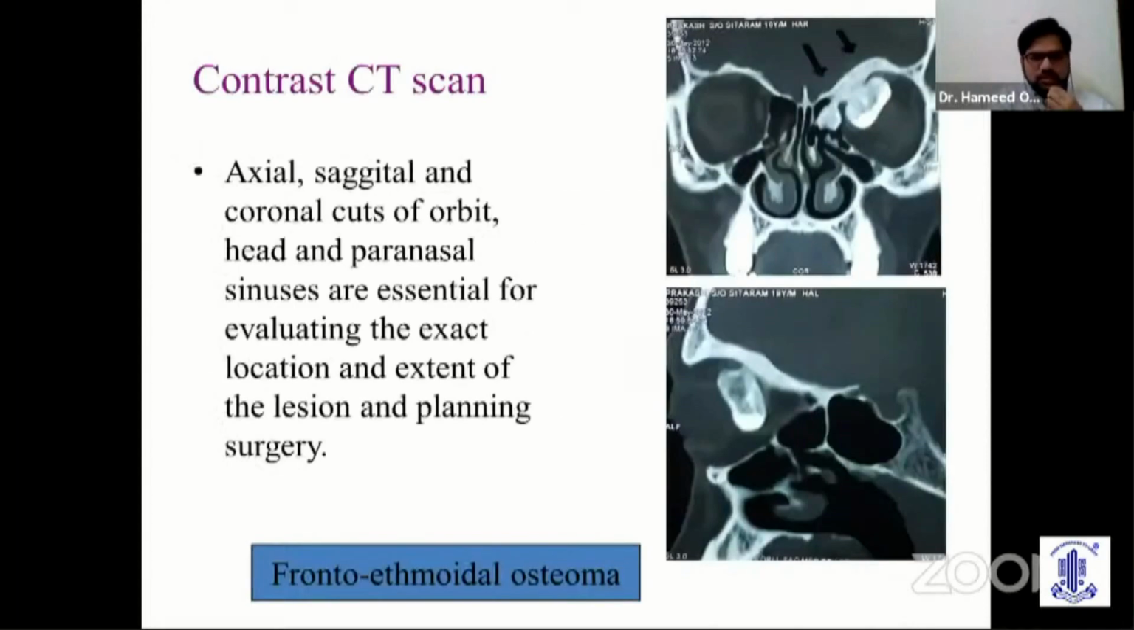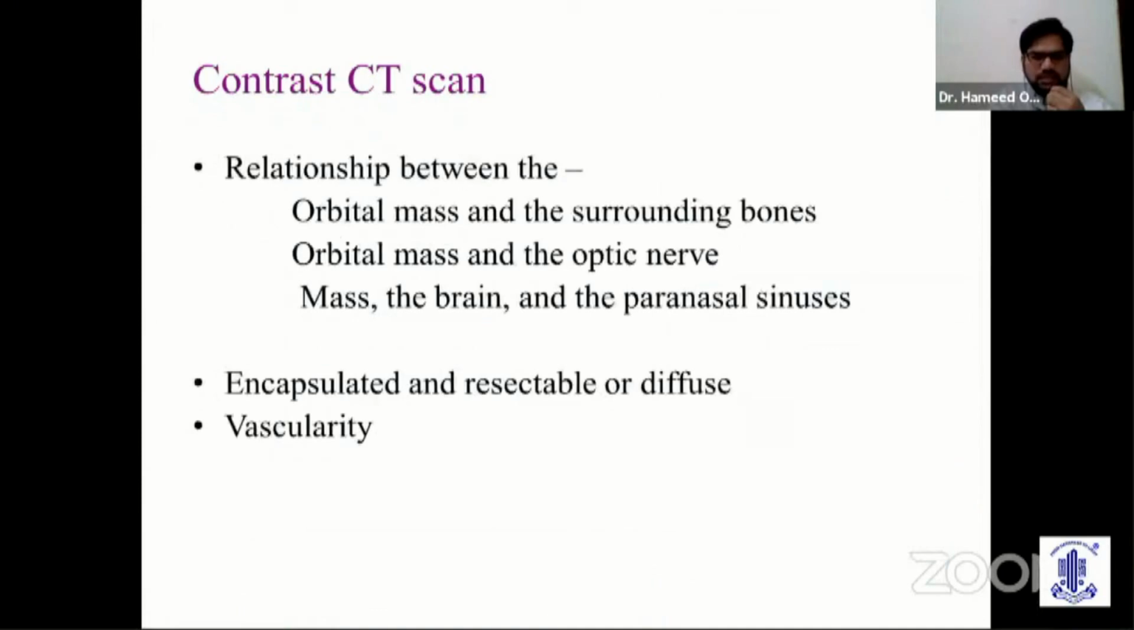Coming to investigations, the commonly done investigations are the CT scan, ultrasound, and MRI scan. So axial, sagittal, and coronal cuts of the orbit, head, and paranasal sinuses are very essential for evaluating the exact location and extent of the lesion, and also for planning the surgery. CT scan will give us the relationship between the orbital mass and the surrounding bones, whether there is any erosion or defect within the bone. It will give us the relation between the orbital mass and the optic nerve, whether the mass is medial or lateral to the optic nerve, to decide on the plan.